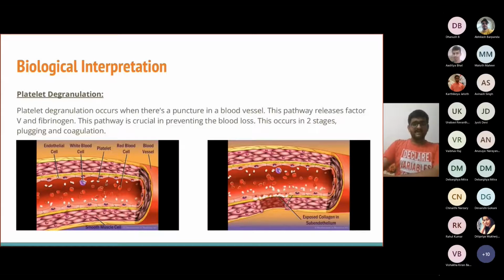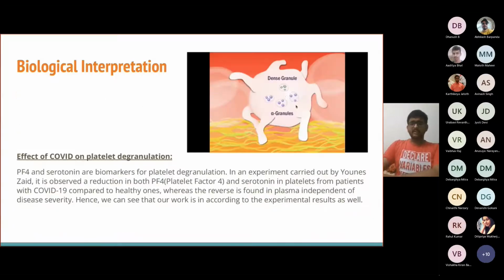Here we can see that in a blood vessel, platelets will be moving closer to the cell wall. However, they won't be sticking to the endothelial cells in normal cases. However, when there is a rupture or puncture in the blood vessel, these platelets would be sticking to the endothelial cells. And once they stick, they will form a tentacle-like structure in order to increase surface area. In this process, they would be releasing dense granules and alpha granules.